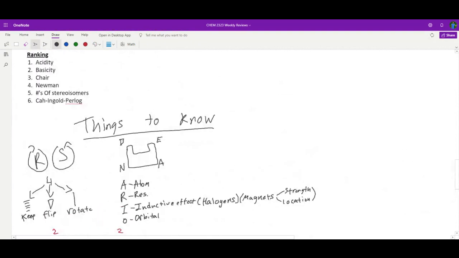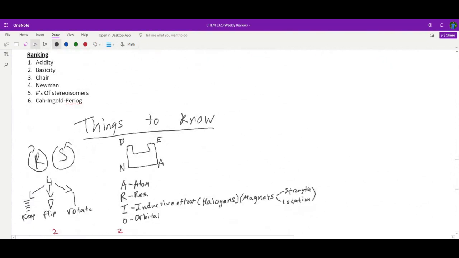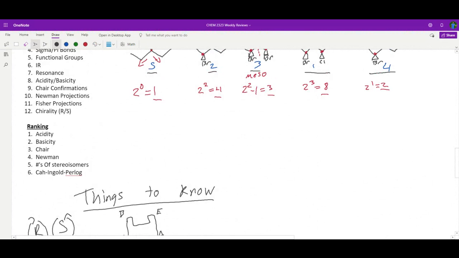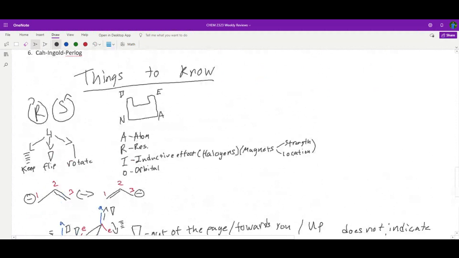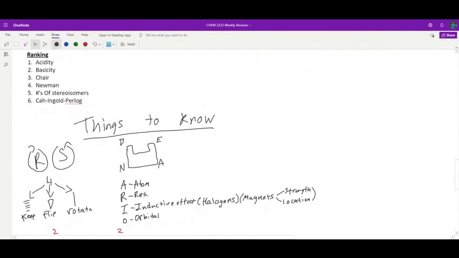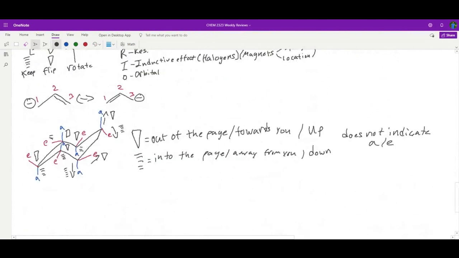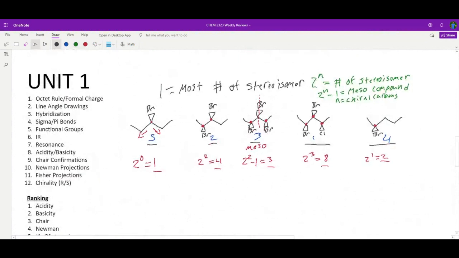So Newman projection, I kind of already talked about, like things to know. Fischer as well. Chirality, I already talked about right here. Isomers and functional groups, I'm not going to draw all of them. I would just go back to the other videos. Acidity and basicity we talked about. IR, again, the chart is given to you, but that doesn't mean don't study it, because you still have to know certain things. Just remember IR will also appear in OCHEM 2.